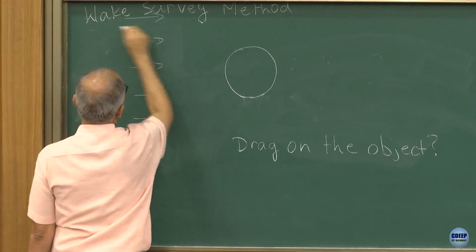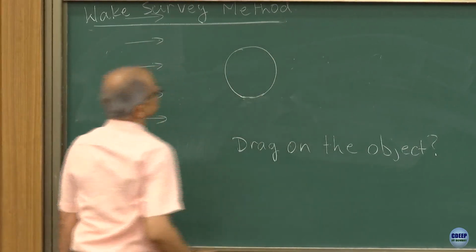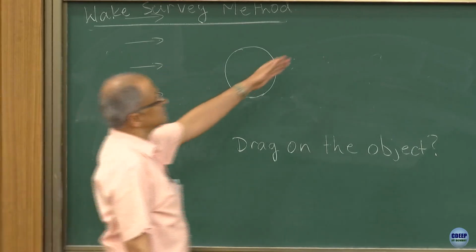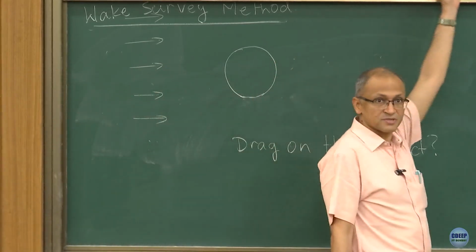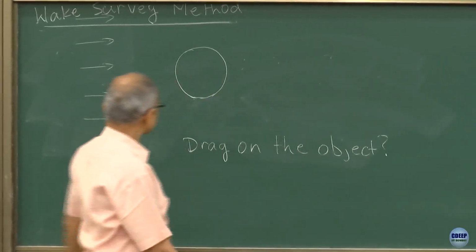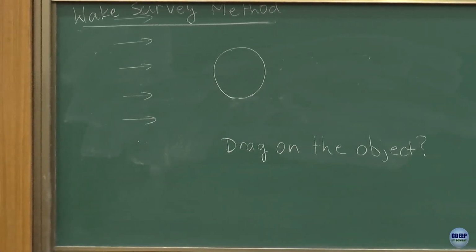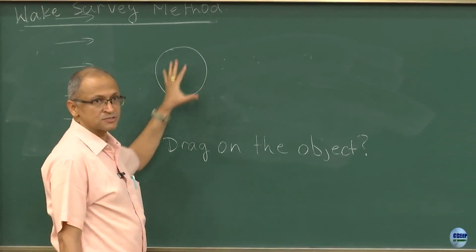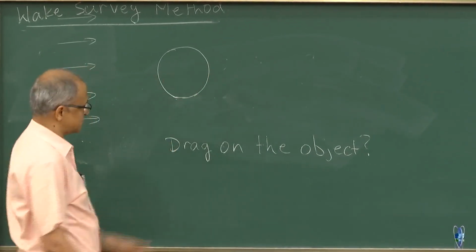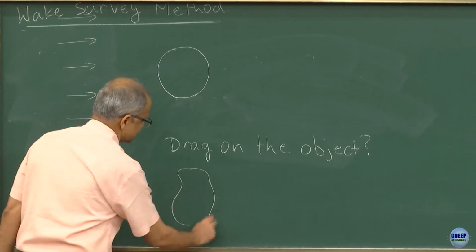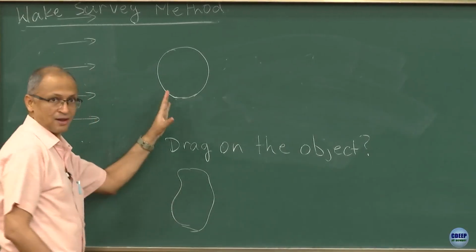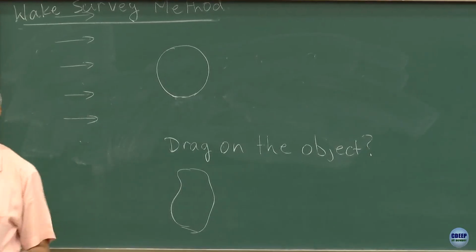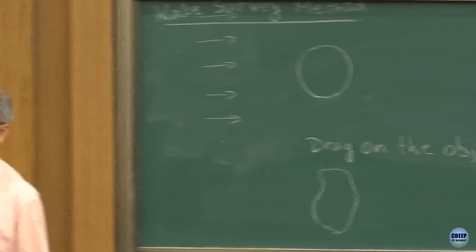And this wake survey method essentially involves the use of this equation that we have written. So why did we take a circular object? We can take an arbitrary shape object, and you will see that the method will work equally well for that object as well. So there is no restriction on the shape of the object.